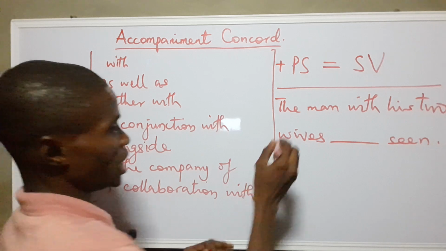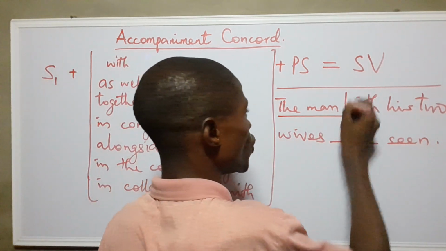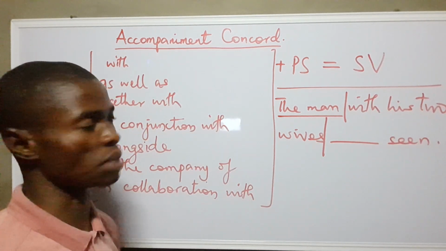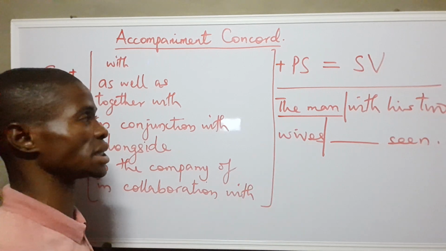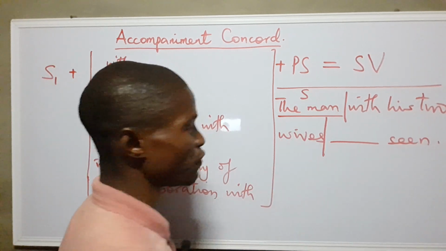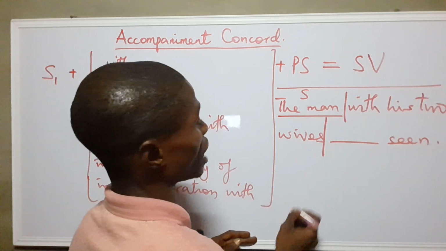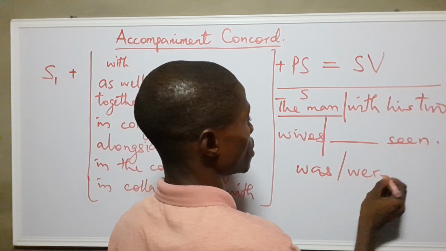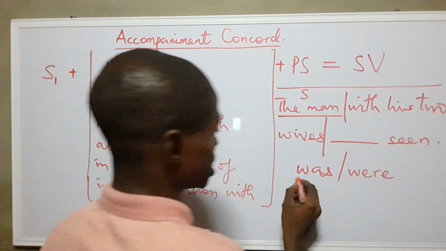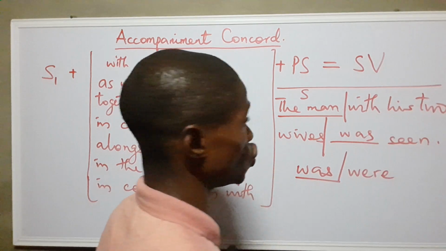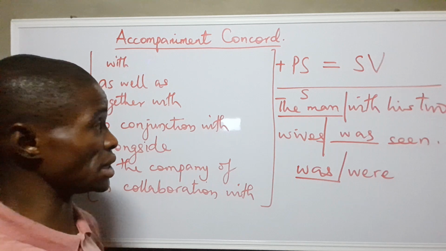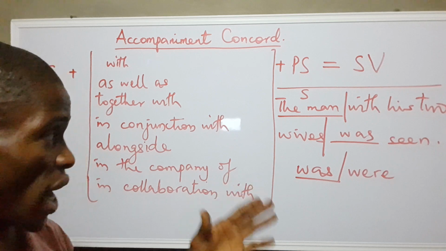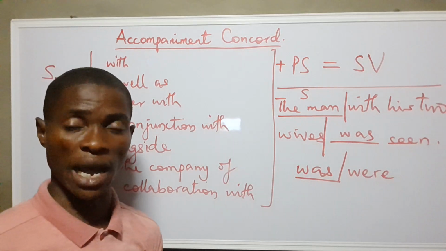Who performs the action? It is the man. His two wives are just accompanying subjects. The only main subject that we need to identify there is the man. And what is the status of the man? That is singular. Therefore, the verb here is going to be singular. Let's assume we have the following alternatives: was or were. Which one? It will be was seen. The man with his two wives was seen, instead of saying the man with his two wives were seen. That is wrong. Just say the man with his two wives was seen yesterday. I believe that one is taken.